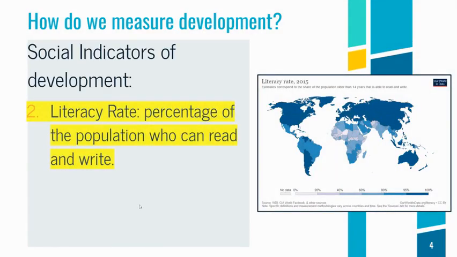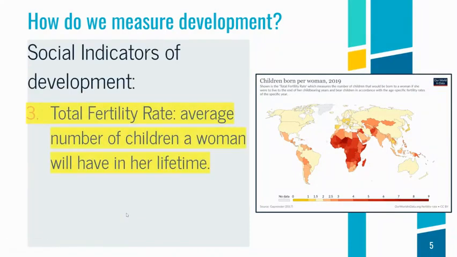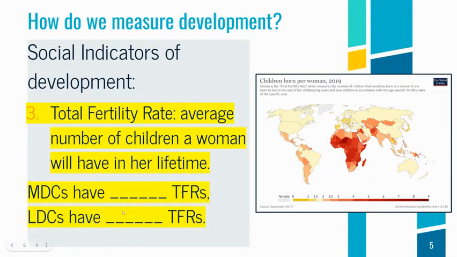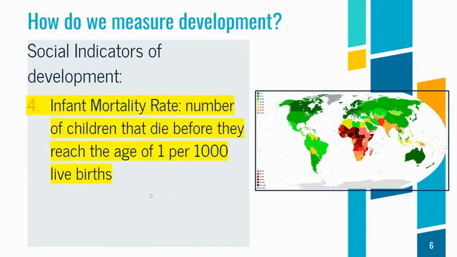So you're going to do it again here. You're going to look at literacy rate, same kind of thing. So read about what literacy rate is, take a look at the map, and then fill in the blanks. Total fertility rate, so average number of children a woman will have in their lifetime. Okay, so that's TFR, total fertility rate. This goes back to our population unit. Remember that generally higher TFRs are going to indicate lower levels of development, so that might be helpful. And then infant mortality rate, so number of children that die.